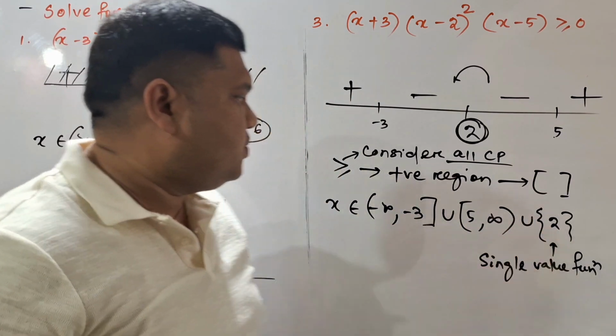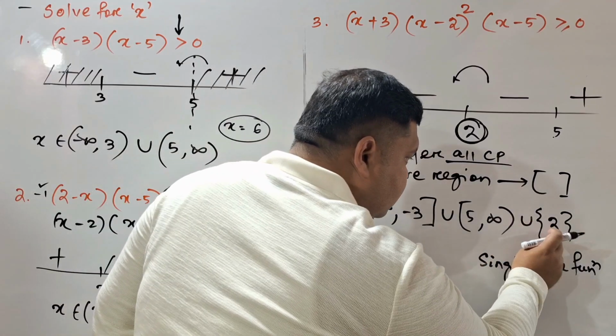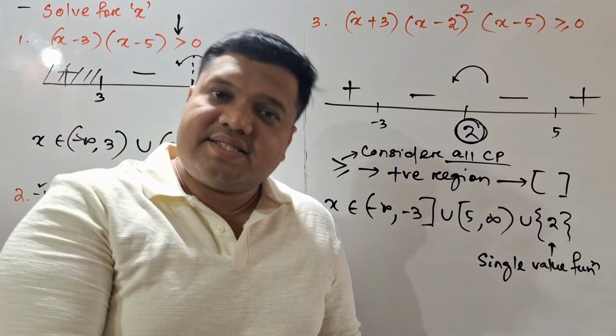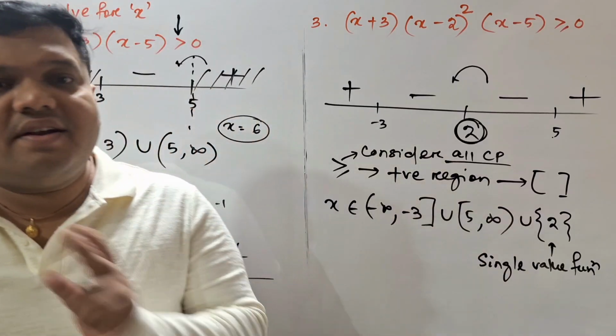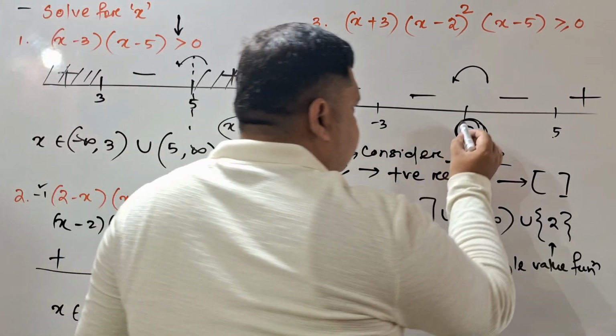Okay, so this one is important. If you write up to this, it is wrong. You have to write the union, and this 2 also you have to select, because it is greater than equal to, less than equal to. That means consider all critical points, so you have to consider this 2 also at this point.